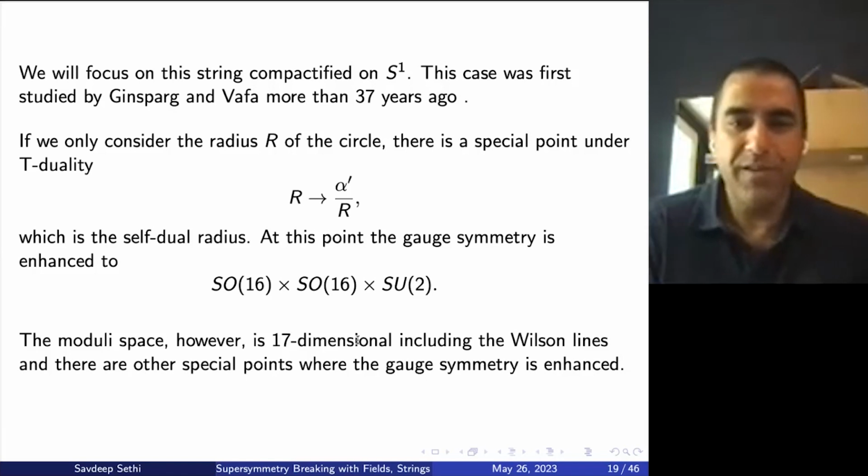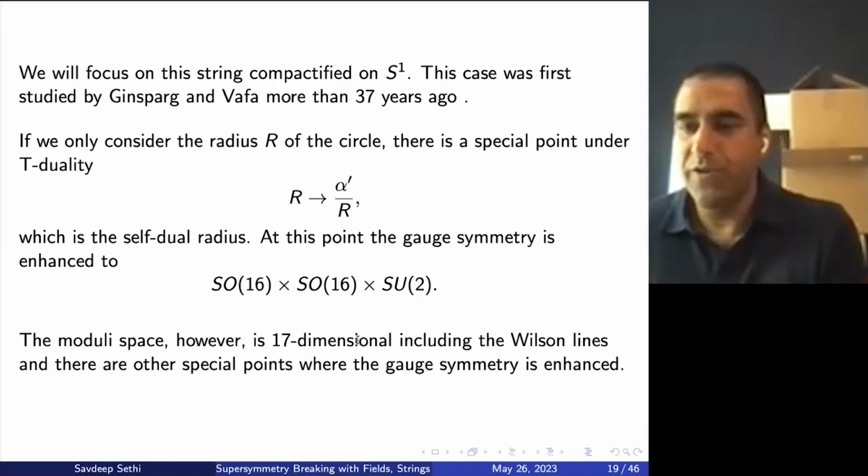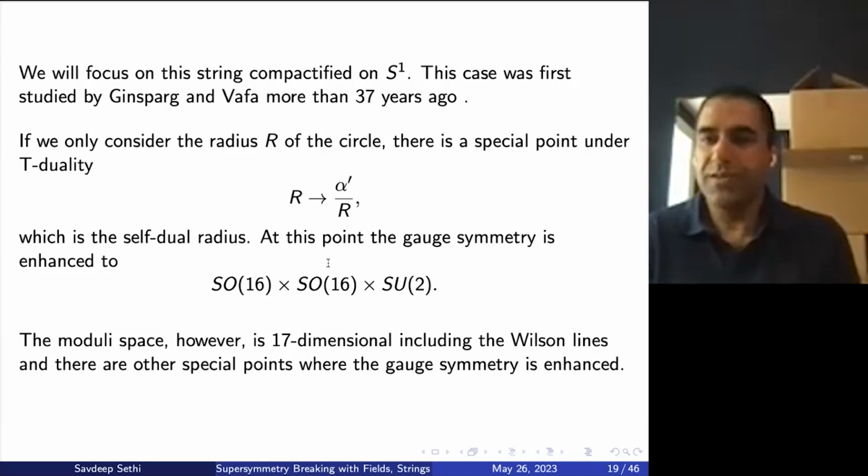If we only consider, say, the radius of the circle, then there's one special distinguished point in the moduli space, which is the self-dual radius of the T-duality, where R is root alpha prime. And in heterotic string, at this special point, the gauge symmetry is enhanced from SO16 cross SO16 to SO16 cross SO16 cross SU2.